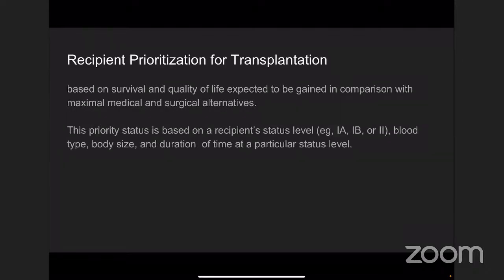Recipient prioritization for transplantation. Based on the survival and the quality of life expected to be gained in comparison with the maximum medical and surgical alternatives, this priority status is based on recipient status level, class 1A, 1B, or 2, blood type, body size, and duration of time at the status level.